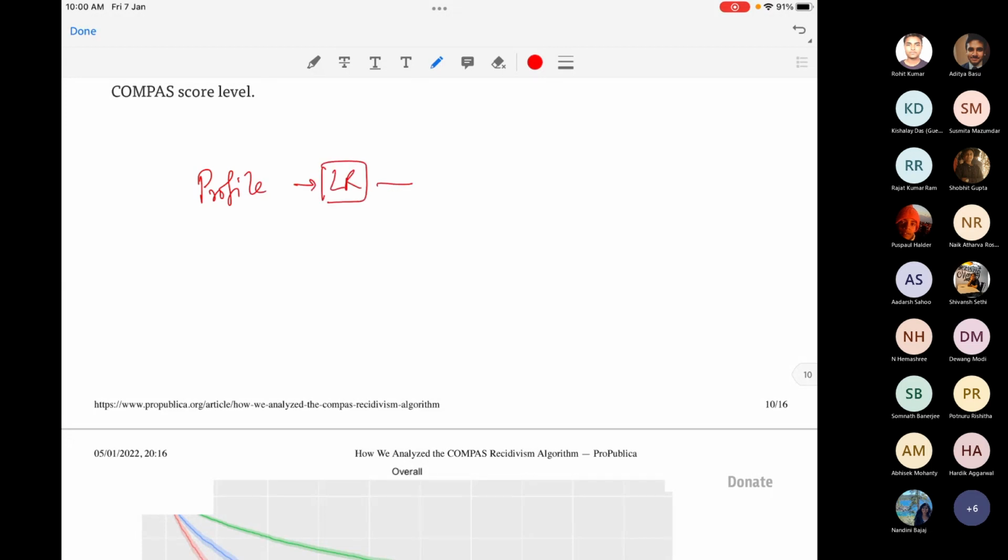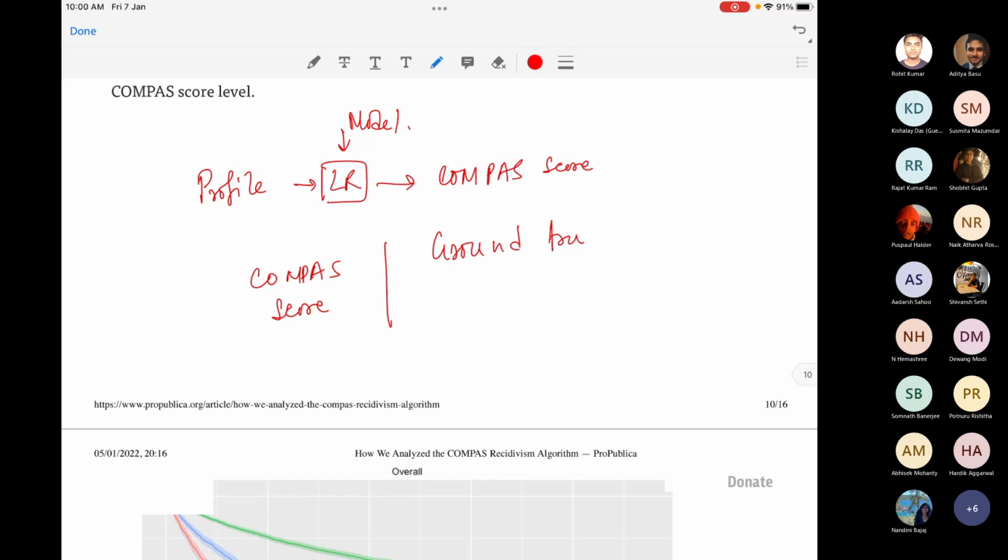That part had a model. So one was profile, LR, Compass score. Here there is a model. But the second one is Compass score and the ground truth. No model here. And you just made a contingency matrix.